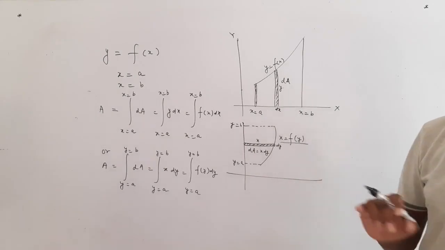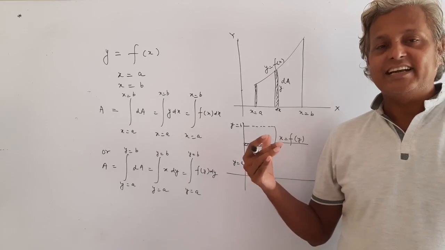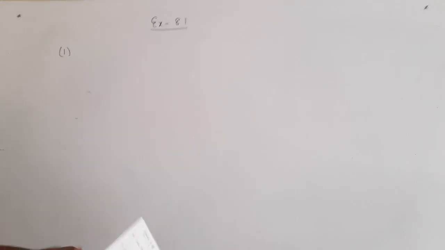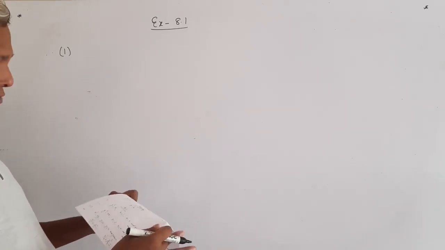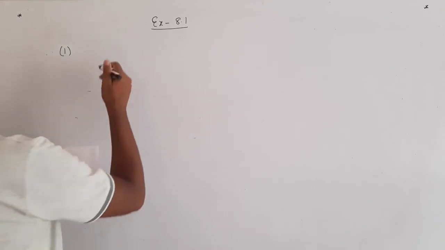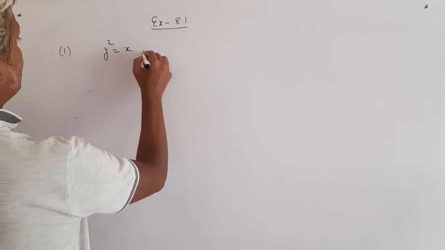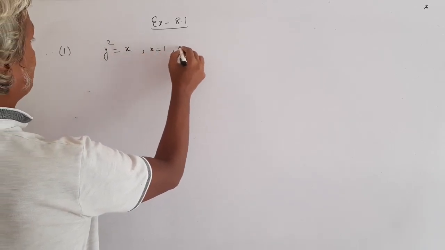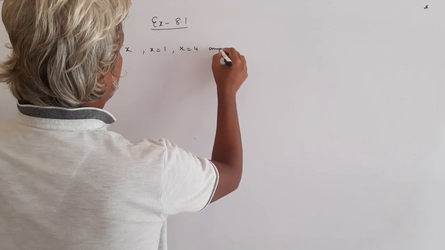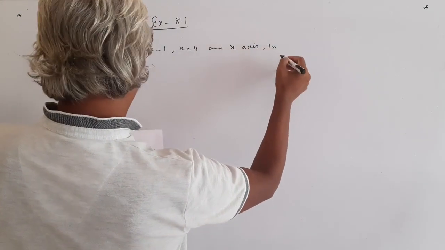Now I'll go directly into the exercise given in the NCERT textbook standard 12. So I'll start solving the questions from the exercise directly. Now I have written these questions. Question 1 goes: find the area given by the curve y square equal to x between x equal to 1 and x equal to 4 and the x-axis in the first quadrant.